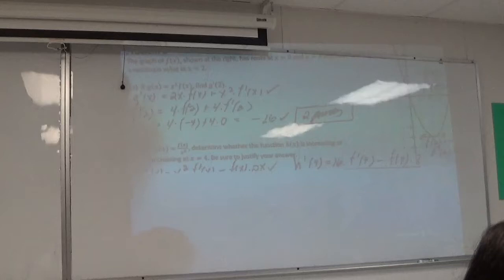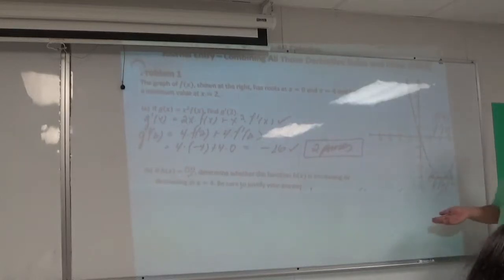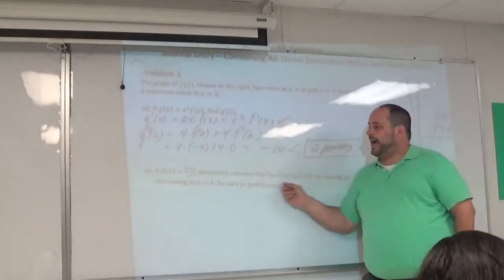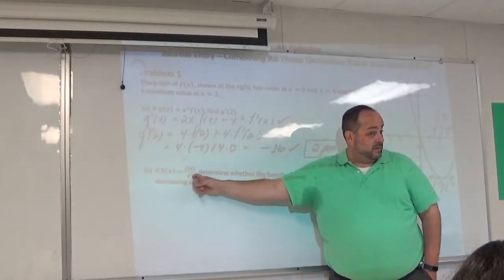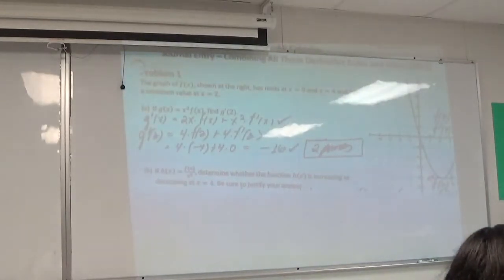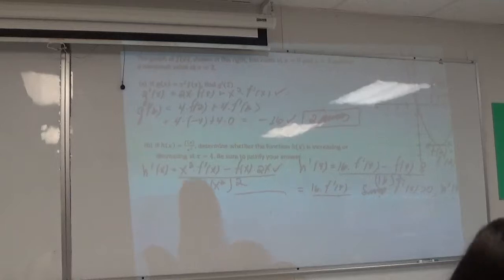Part B. H of x equals f of x divided by x squared. Determine whether the function h is increasing or decreasing at x equals 4. Increasing or decreasing, if you're going to figure that out, that means you're looking at the derivative. How am I going to find the derivative? Quotient rule. Trust me, in this unit, Sylvia, when in doubt, find the derivative. This whole unit's about the derivative. Quotient rule. Low d high, x squared times f prime of x, minus high d low, f of x times 2x, over low, x squared squared.